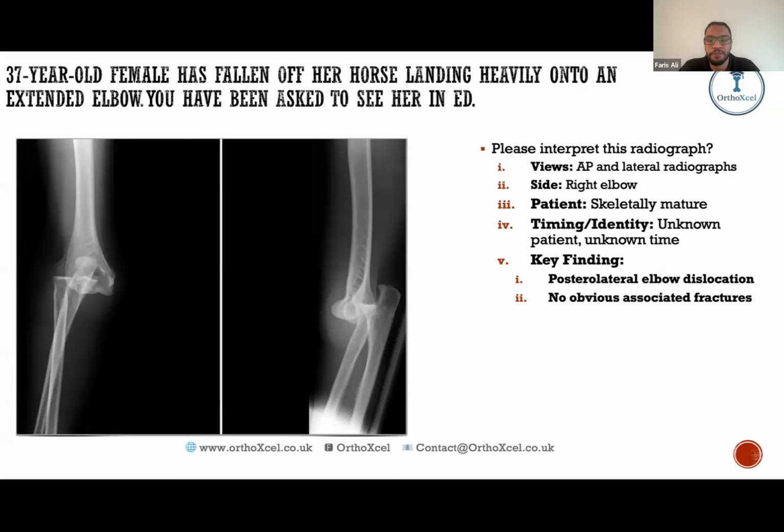Then the first thing you need to mention is always what you can see. So basically this is a posterior lateral elbow dislocation, and you can say there are no obvious associated fractures, and then just move on.